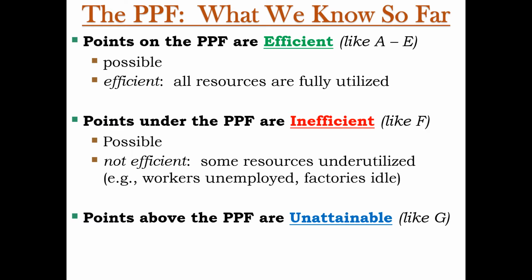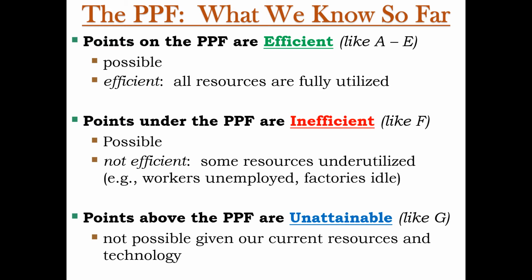And then points above the production possibilities curve or frontier are unattainable or infeasible or not possible, because they're not possible given the current level of resources and technology that we have. So that's key to know. You need to know the difference between being on the curve, in the curve, and outside of the curve.